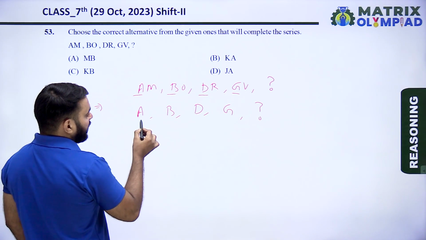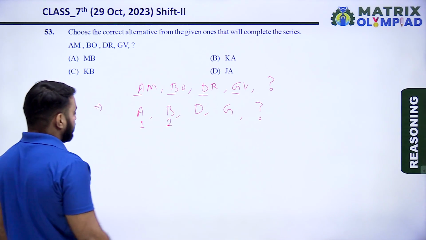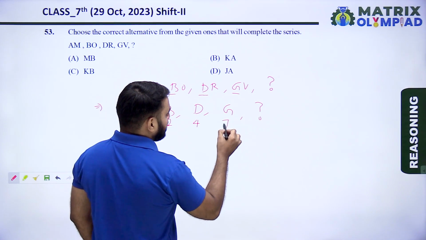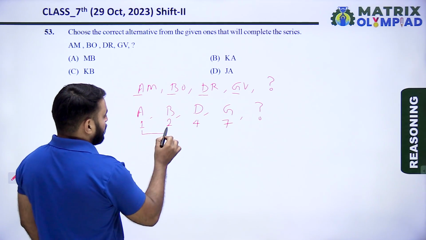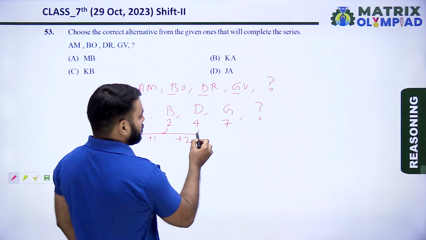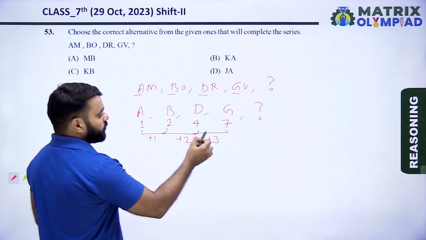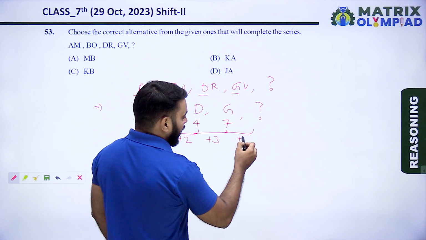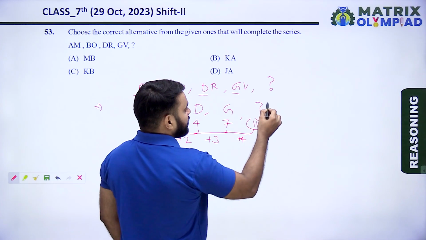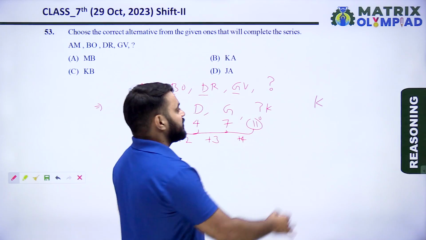So the position of A in the English alphabet is 1, the position of B is 2, the position of D is 4, G means 7. So the pattern is plus 1, now plus 2: 1 plus 1 it means 2, 2 plus 2 it means 4, now 4 plus 3 it means 7. Plus 1, plus 2, plus 3, similarly plus 4. Adding 4, 7 plus 4 it means 11, so 11 means K. So K is the first alphabet of the missing term.